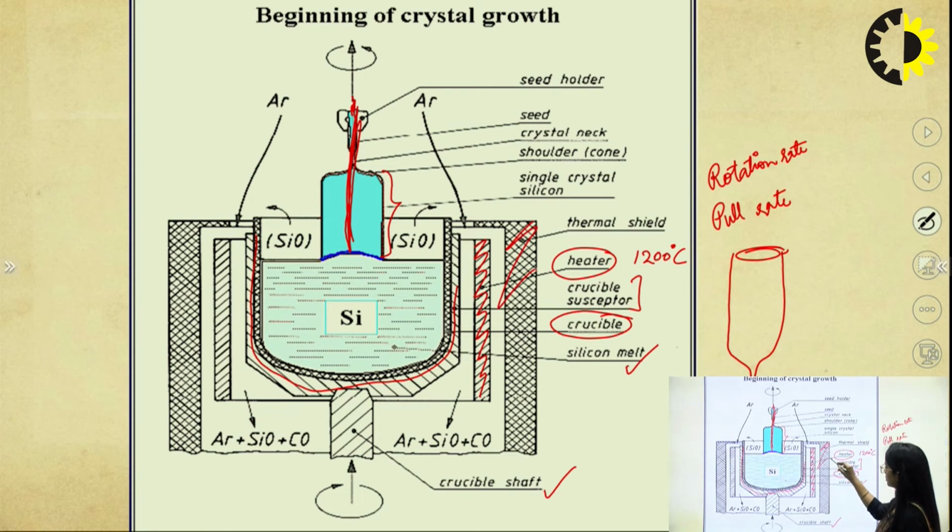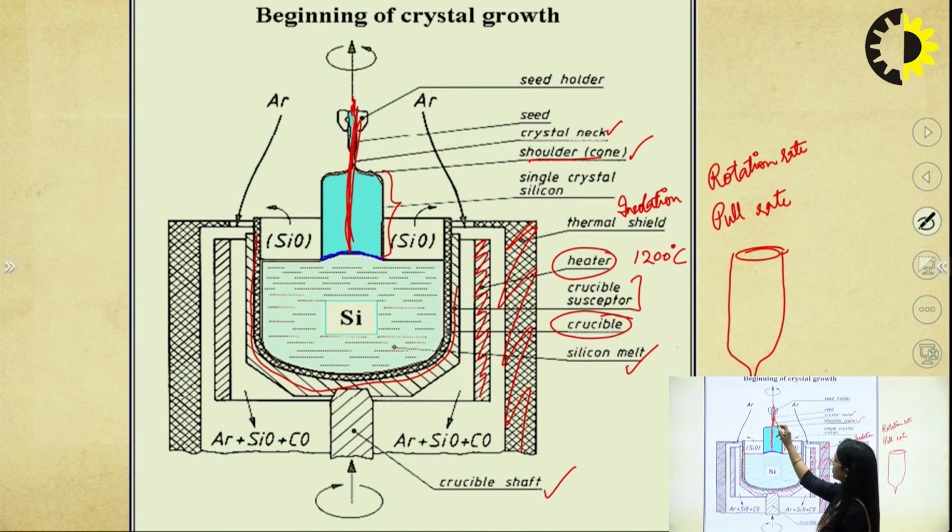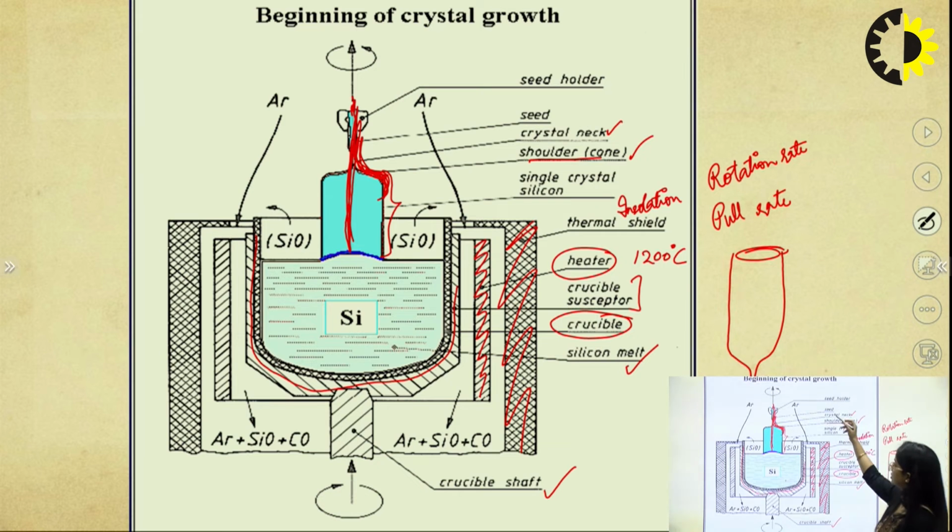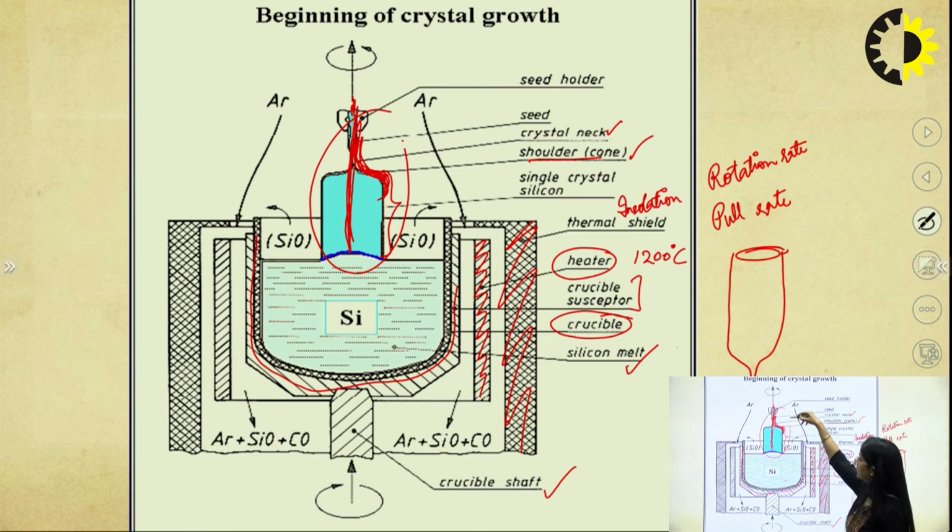This is the insulation, so that the person standing outside is not that affected. So it is the formation of single crystal silicon. We call it neck and shoulder because this is a portion where we can see a neck, and here is the portion where we can see the shoulder, and this complete thing is called the ingot.